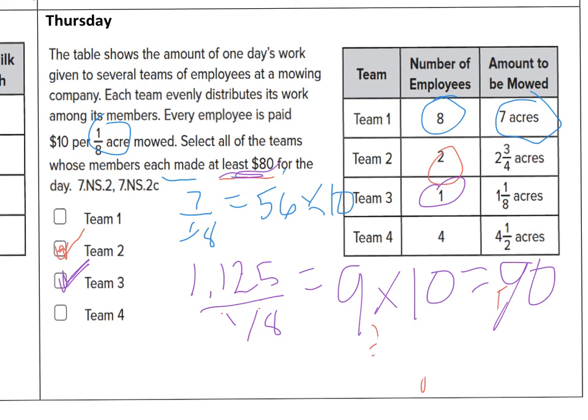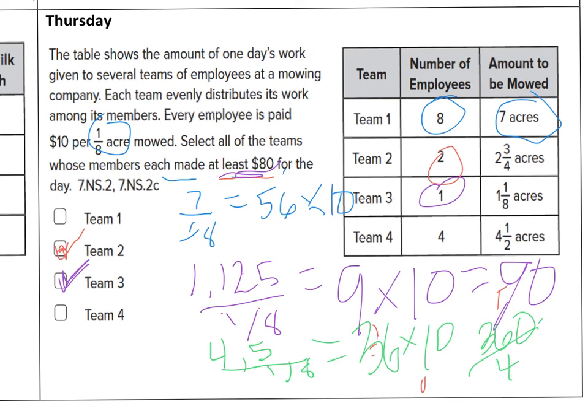And then finally for Team 4, we would do the 4 1/2, which is 4.5, and we divide that by the 1/8, and that gets us 36. 36 times 10 is $360. We divide it by 4, and they would each get 90. So Team 4 would also work. So again, not Team 1, because they only received $70 each. They would have to receive at least 80.